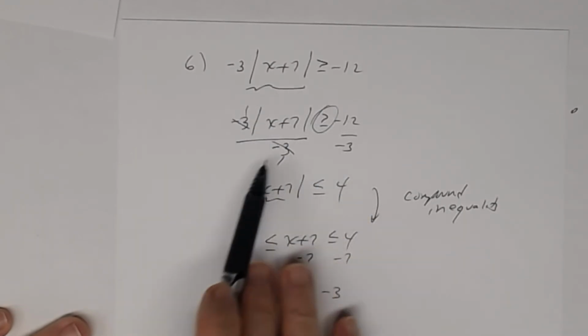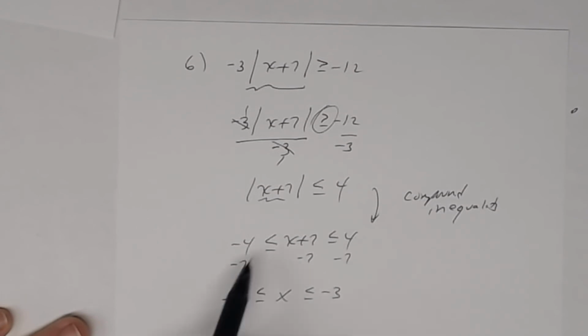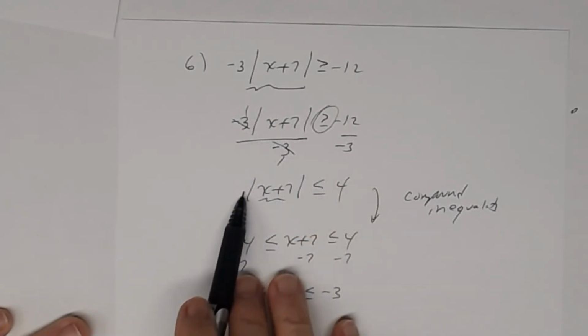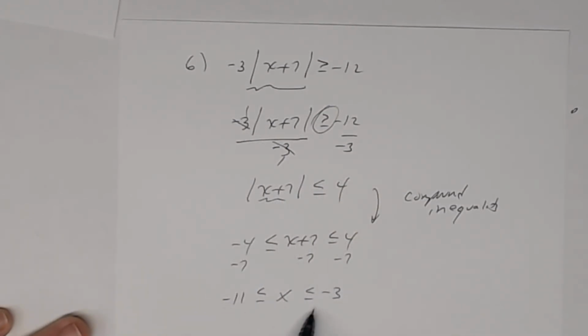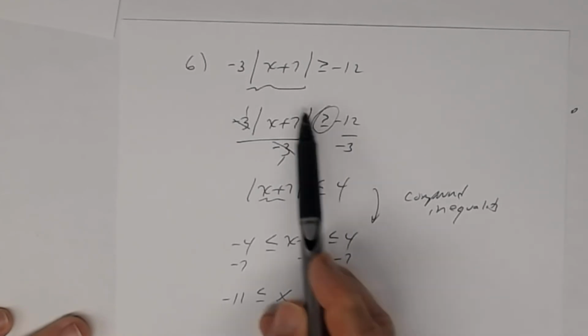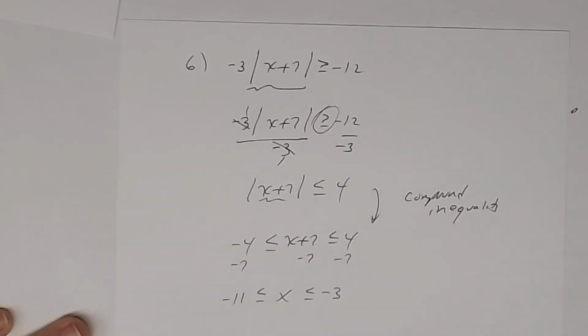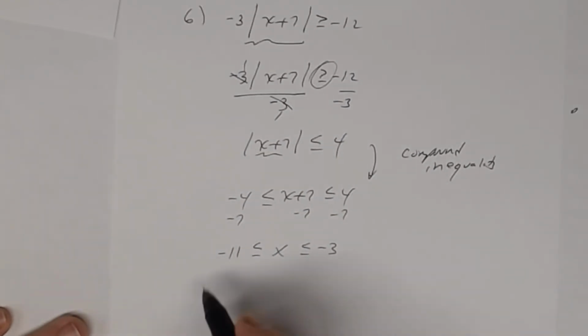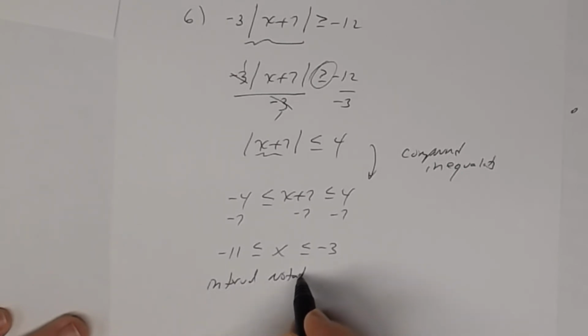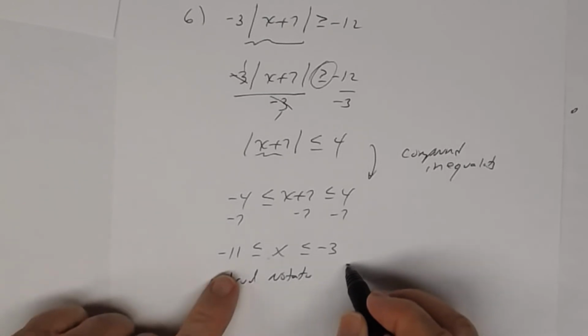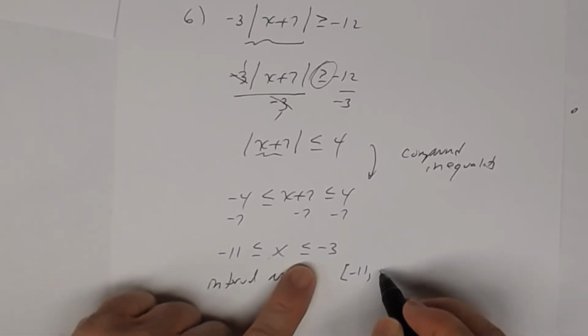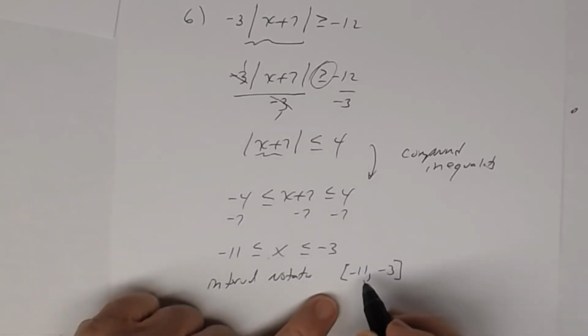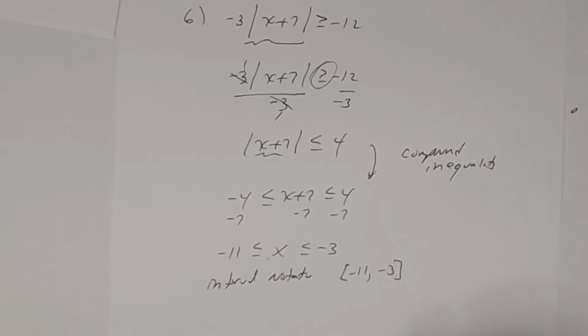All these statements here are equivalent. So the solutions to this are the solutions to this, are the solutions to this, are the solutions to this. Okay? So in interval notation, you have equal signs, so you use brackets: bracket negative 11, comma, negative 3, bracket. So any real number here, there are an infinite number of solutions.